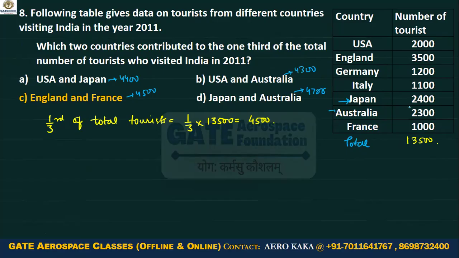See, the count is already given. I am just adding it up. So I don't think it will be much of a difficulty for you. And the correct answer you get is England and France. That is the combination which is giving the 1/3. Okay. Moving on to the next question.